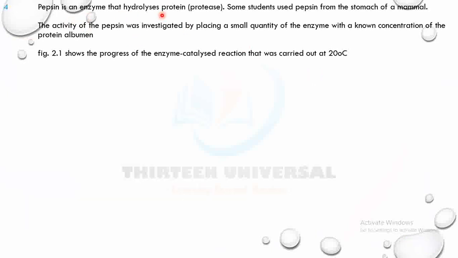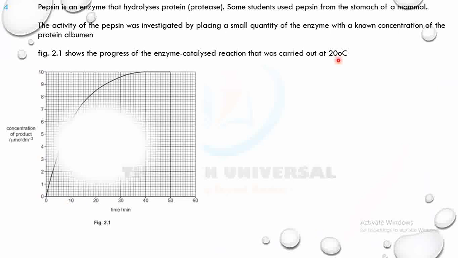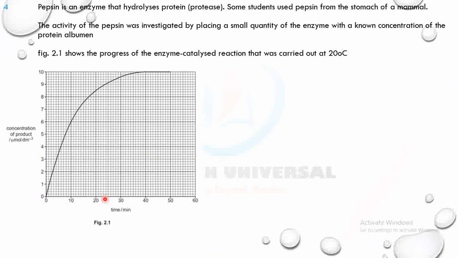Alright, look at this question. Pepsin is an enzyme that hydrolyzes protein. Students use pepsin from the stomach of a mammal. The activity of pepsin was investigated by placing a small quantity of the enzyme with a known concentration of the protein albumin. Fig 2.1 shows the progress of the enzyme catalyzed reaction that was carried out at 20 degrees Celsius. So as time progresses, you can see concentration of product increases.